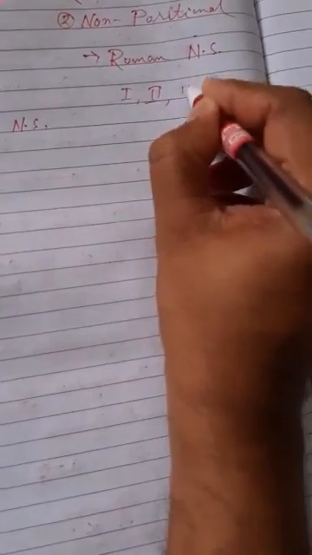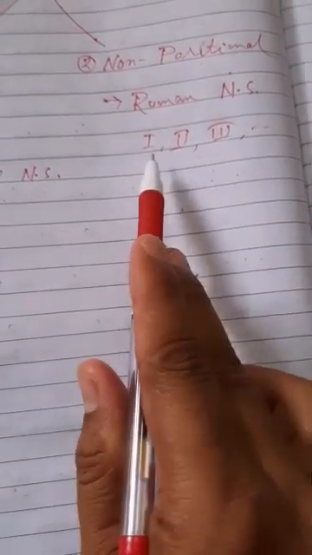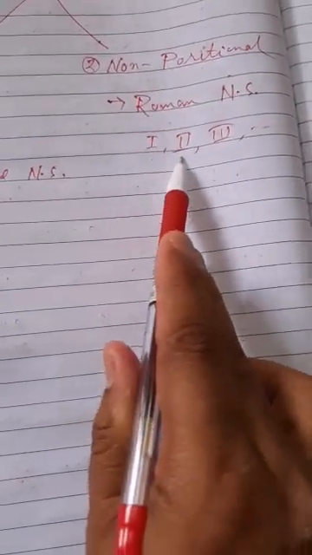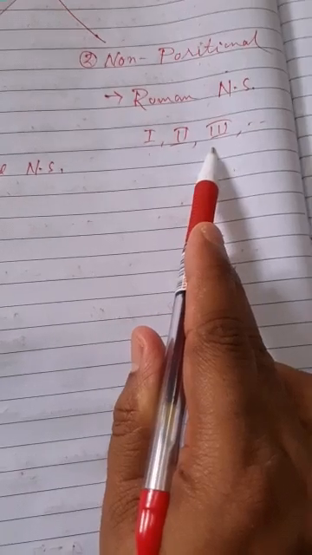Roman number system means which one? That I, II, III like this. So these are all the Roman number system. This Roman number system is called the non-positional number system. Now the question is, why is the Roman number system non-positional? First of all, the Roman number system is just like some characters. For one, a single I; for two, two I's; for three, three I's; now for four, IV. So that means it has no particular position value as the other number systems have.